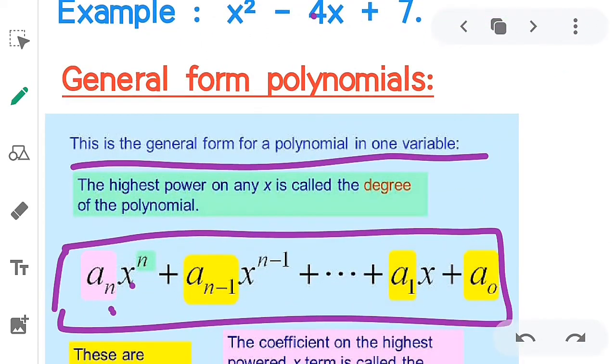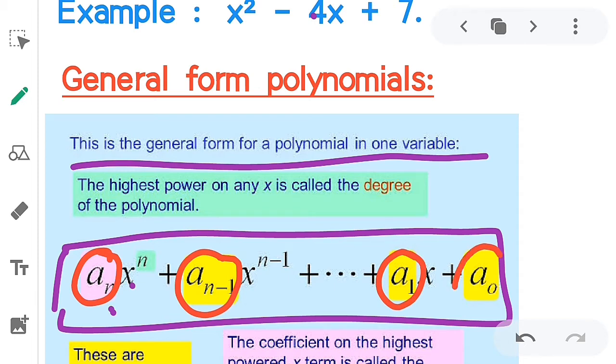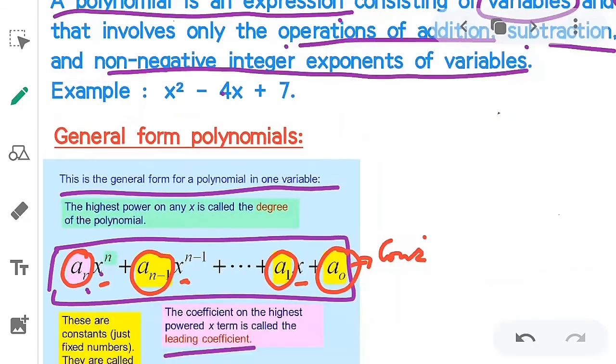In this general form, what does an indicate? an is nothing but the coefficients of variables. These are all coefficients of variables, and a naught is a constant. Okay. And what does this x indicate? Variable. Okay. And if you observe, n is positive, n minus 1 is positive, these are all positive, so it's a polynomial. This is the nth degree polynomial general form. Clear? Right.